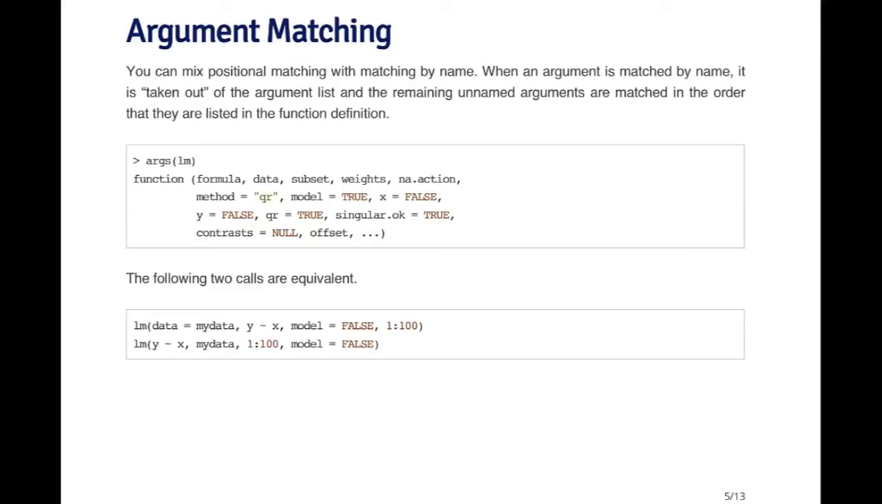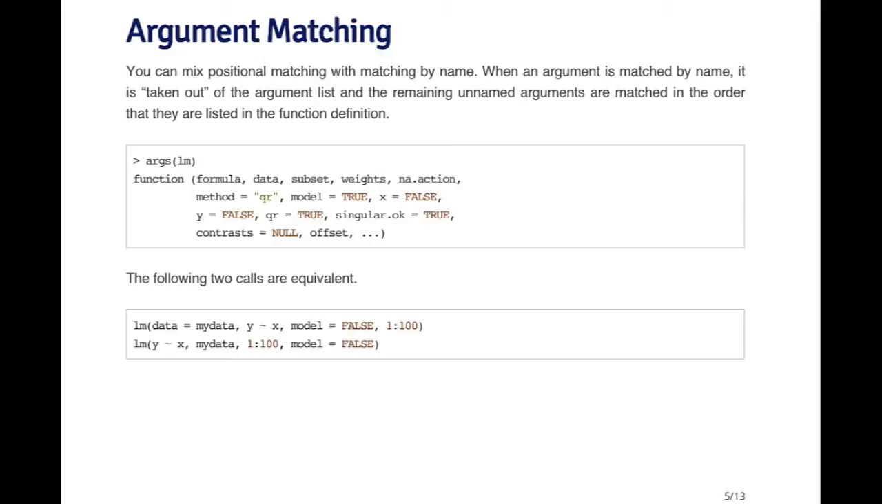Positional matching and matching by name can be mixed, and this is quite useful for functions that have very long argument lists. For example, the lm function here, which fits linear models to data, has this argument list. The first is the formula, the second is the data, and then the subset, the weights, etc. You can see that the first 5 arguments don't have any default values, so the user has to specify them. But the method, the model, the x argument, those all have default values, so if you don't specify them, they will use those values by default. And so the following 2 function calls are equivalent.